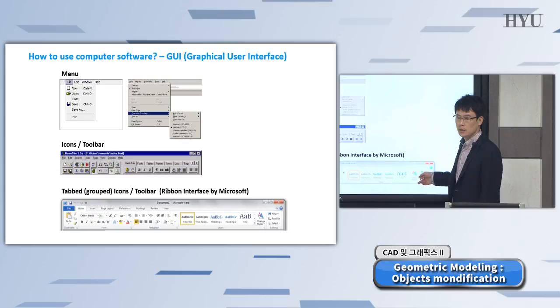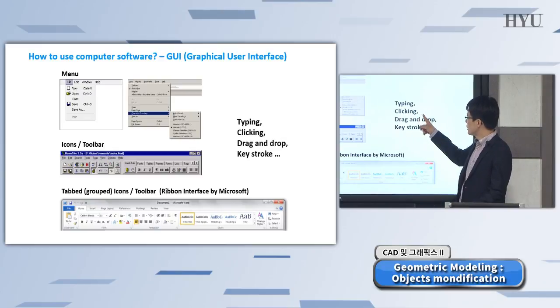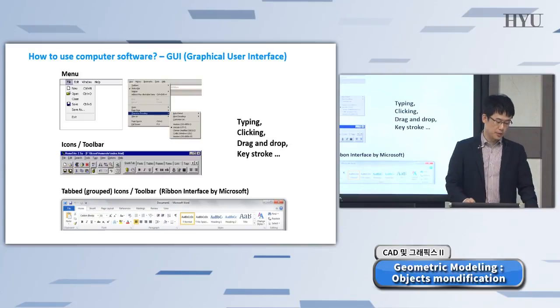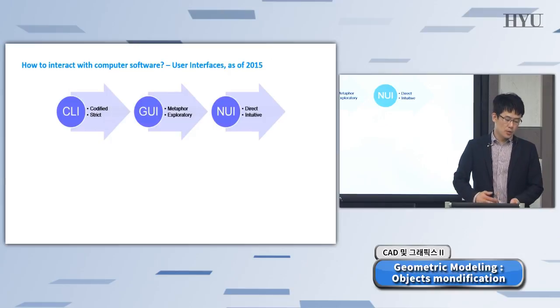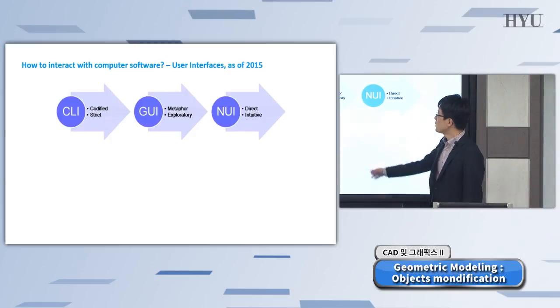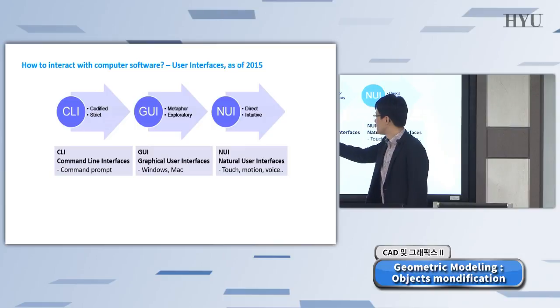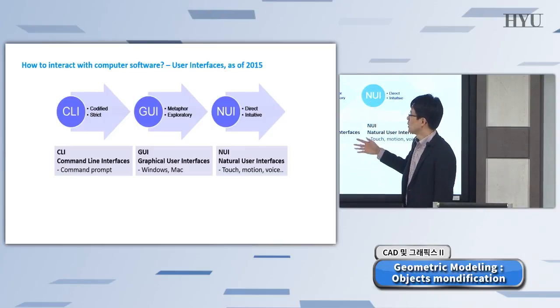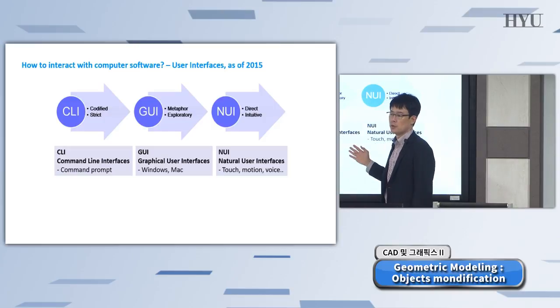That is why recently developed software looks similar to Microsoft applications such as Office. Anyway, typing, clicking, mouse, drag and drop, and keyboard strokes are GUI-based interface things. That is GUI, graphical user interface, in most Windows applications and the Macintosh interface. Nowadays, you are mostly using GUI.